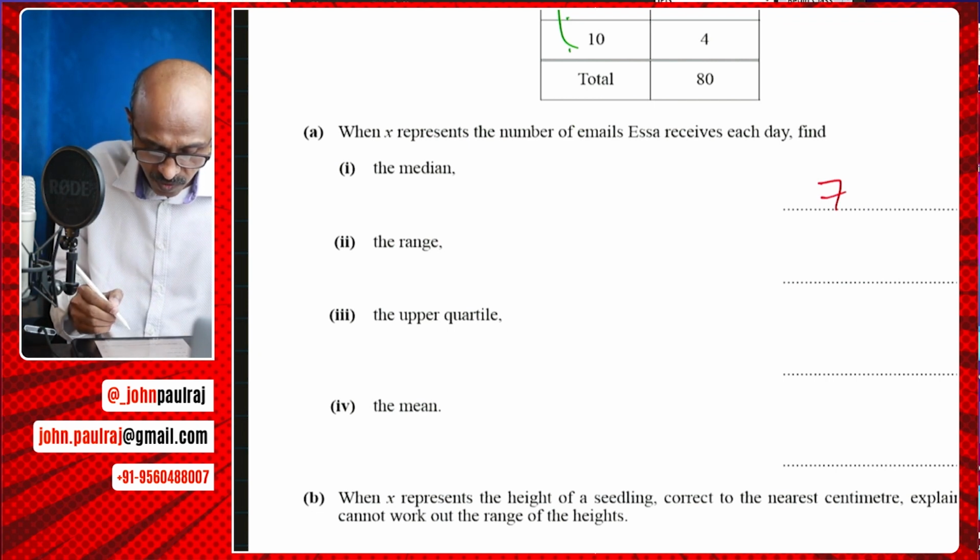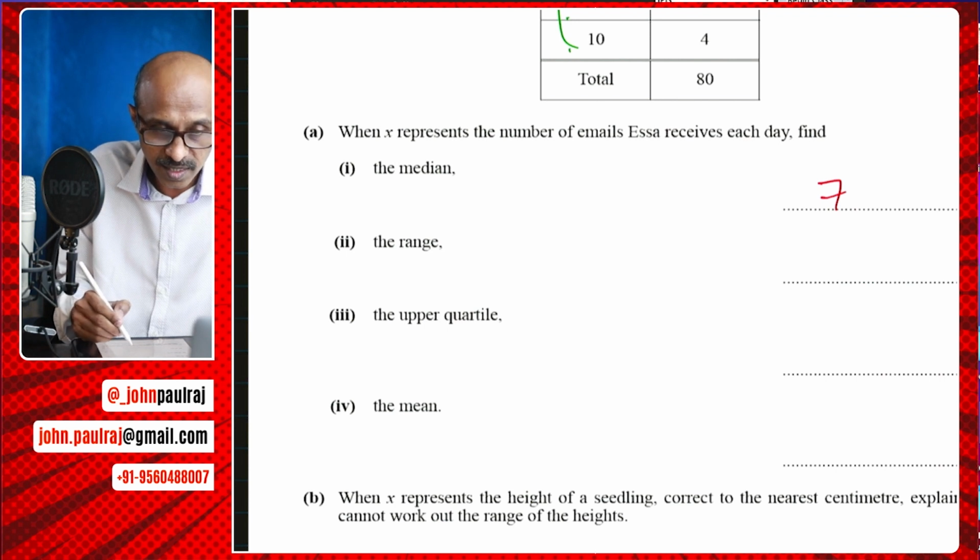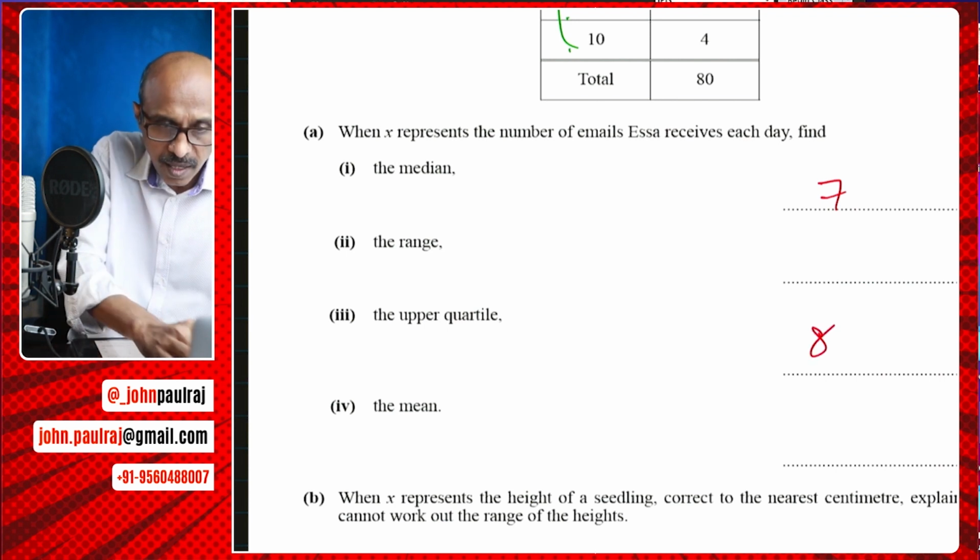So median is 7, and the upper quartile, Q3, you can write as 8. I think that is 8 there, okay? And Q3 was 8, and range is not there, but I'll show you how you can figure that out.